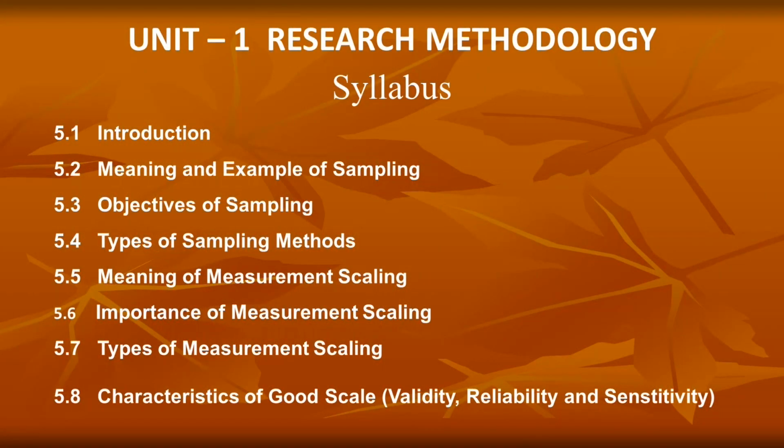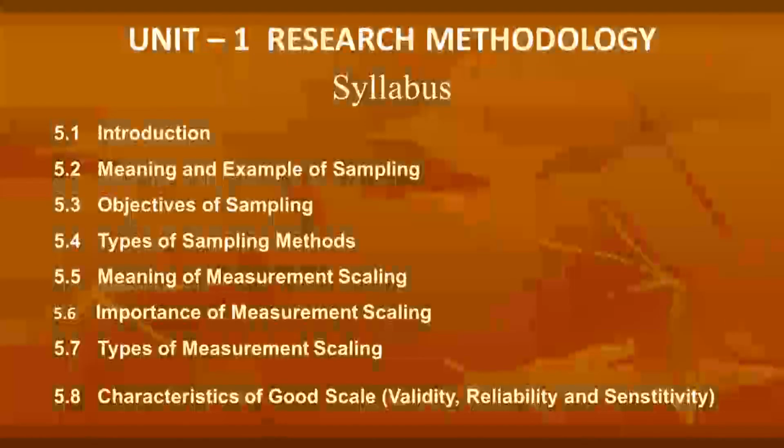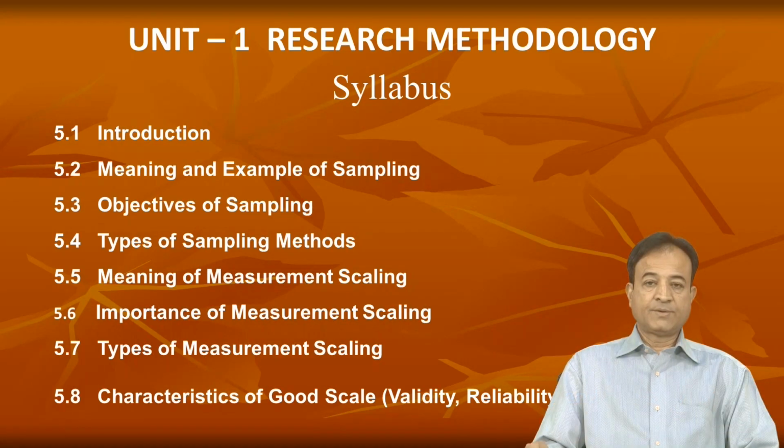Starting from introduction, then meaning and examples of sampling, then objectives of sampling, then 5.4 types of sampling methods, then 5.5 meaning of measurement scaling, 5.6 importance of measurement scaling, 5.7 types of measurement scaling, and finally 5.8 characteristics of a good scale: validity, reliability, and sensitivity. Okay, so starting from introduction.